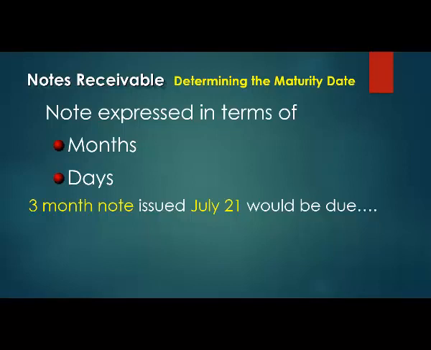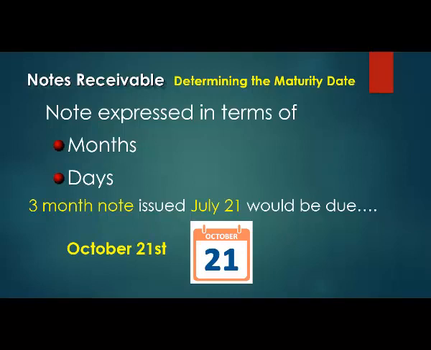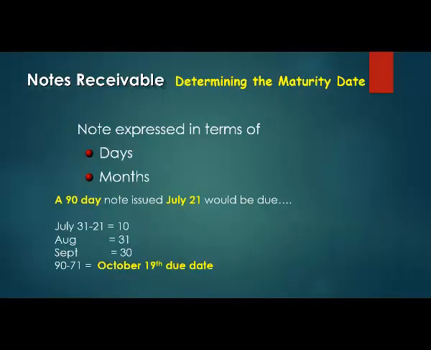For example, a note dated July 21st that is due in 3 months would be due 3 months later, October 21st. It doesn't matter that some of those months have different number of days in them. On the other hand, if a note is stated in days, you have to count the actual days. A note issued July 21st with a 90-day due date would be due October 19th.